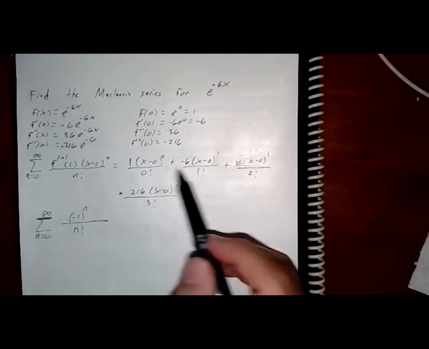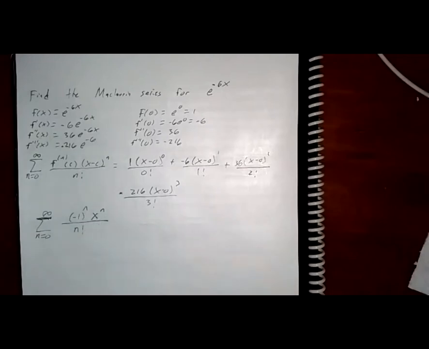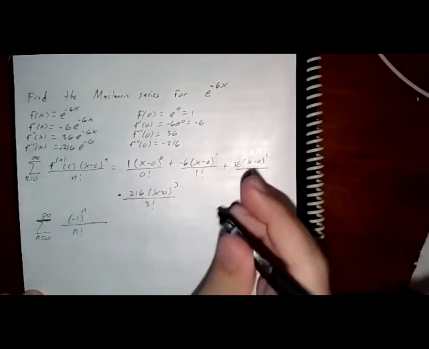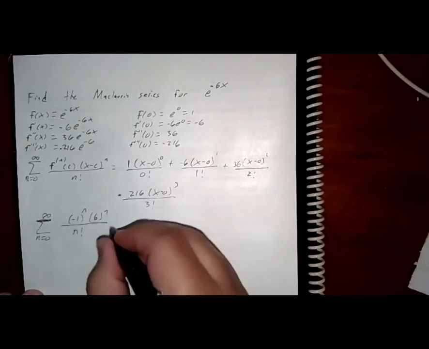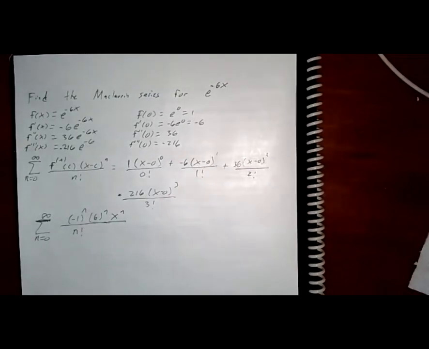Now the x part will simply be x to the n, right? Although I forgot the 6, let's do that first because it looks better. 6 to the 0, 6 to the 1, 6 to the 2, 6 to the 3, 6 to the n, x to the n. That should take care of the whole thing. So this is my Maclaurin series for e to the -6x.